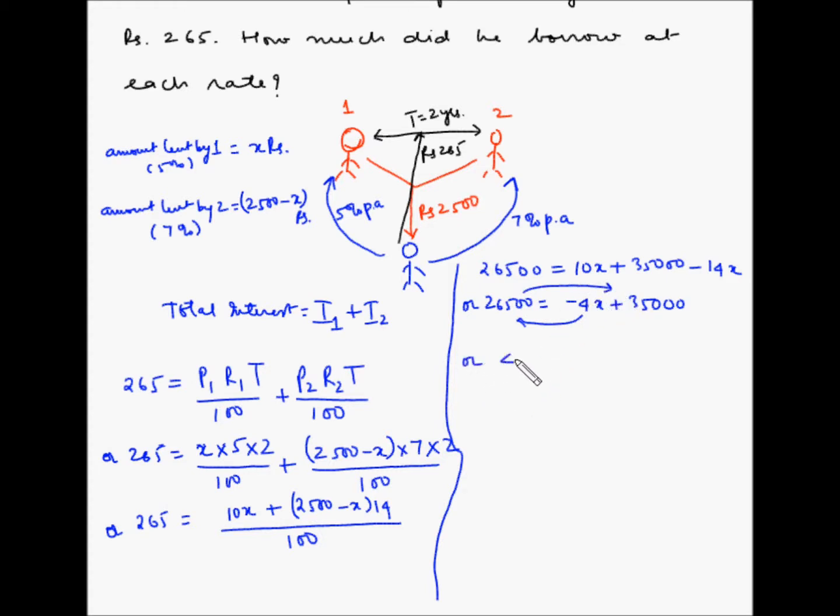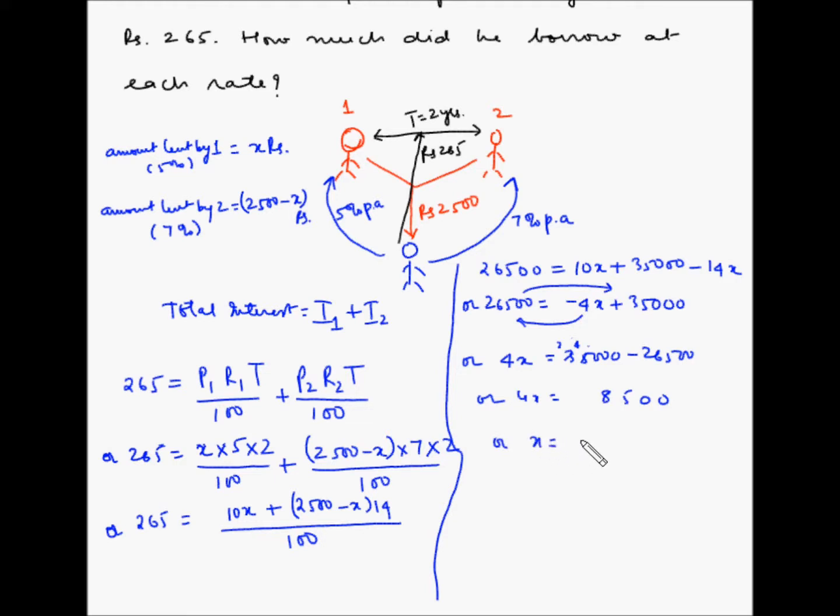So this becomes 4x. It becomes positive because it was negative on the right hand side, and when we bring it to the left hand side, it becomes positive. So 4x is equal to 35000 minus 26500. So 4x is equal to, so 00 we'll put as it is, 0, so we can make this 4 and carry over 1, so 10 minus 5 is 5, and then this we can make 2 and carry over 1, so 14 minus 6 is 8, and 2 minus 2 is 0.